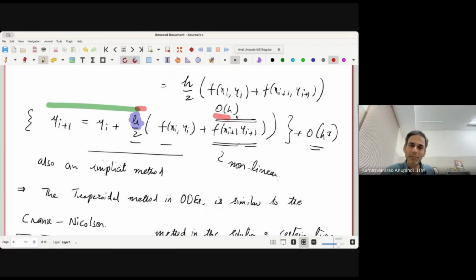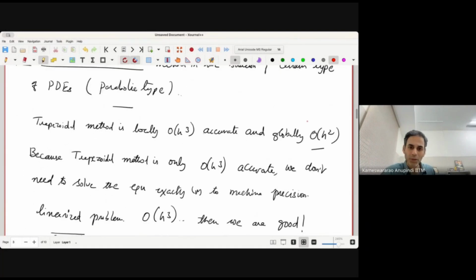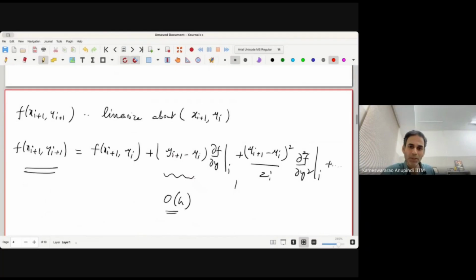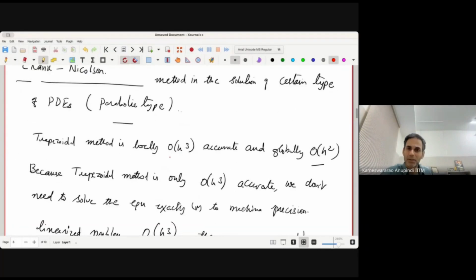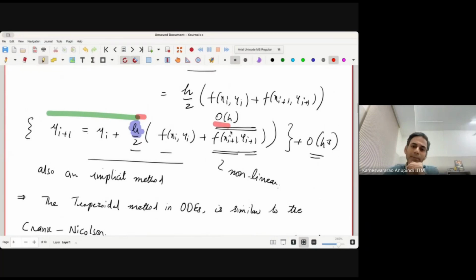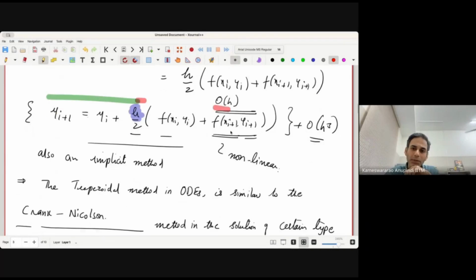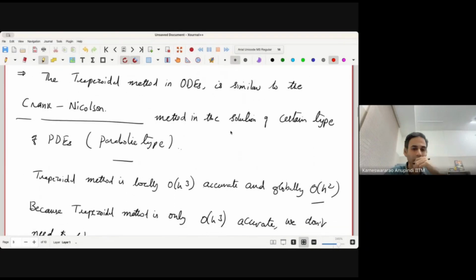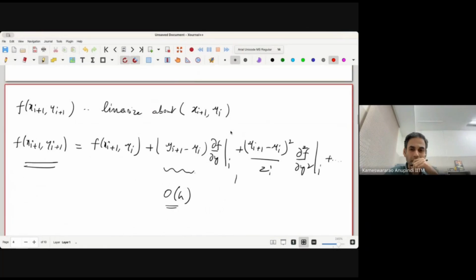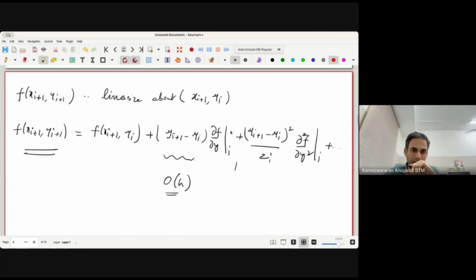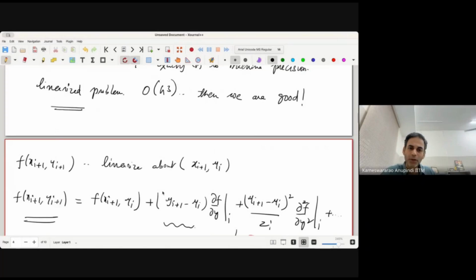That is not good. So should we go for the second term? No, this is already order h. Because order h cube is what we want for f of xi plus 1, yi plus 1, I don't need to go further here, because that would basically make it order h cube. Would it conflict with what I have?